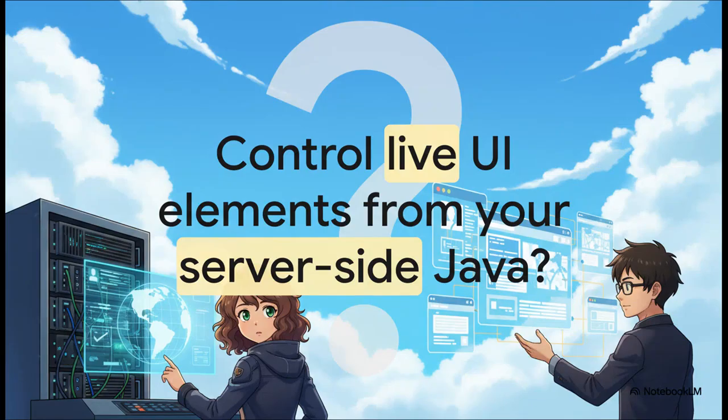So let's just start with the big question, right? You're building a really complex, real-time app. Maybe it's a live dashboard or some kind of analytics tool. You've got all this stuff happening on the screen, and you need to update one specific chart or maybe just a single row in a table, and you need to do it from the server instantly without that clunky full-page reload. How do you actually pull that off?